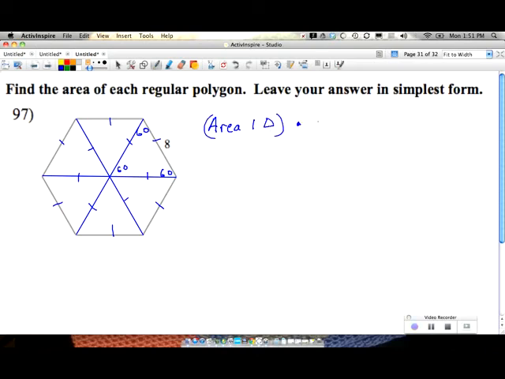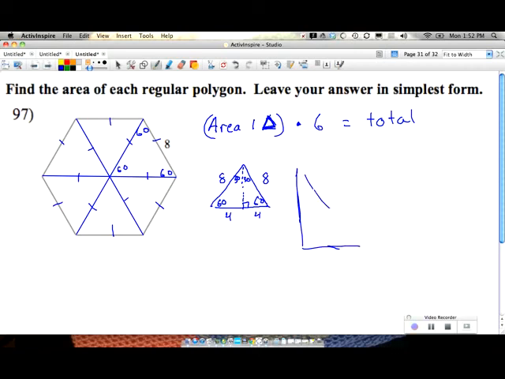We know that each side is 8, but I'm actually going to split this bottom piece into 2 equal halves. It's going to be 4 and 4. Now I have this is 60 degrees and this is 60 degrees, but then this top piece is going to be split in half. It's 30 and 30. Now I have a special right triangle, where the hypotenuse is 8 and one leg is 4, that means this longer leg is 4 root 3. And that represents my height of the triangle.